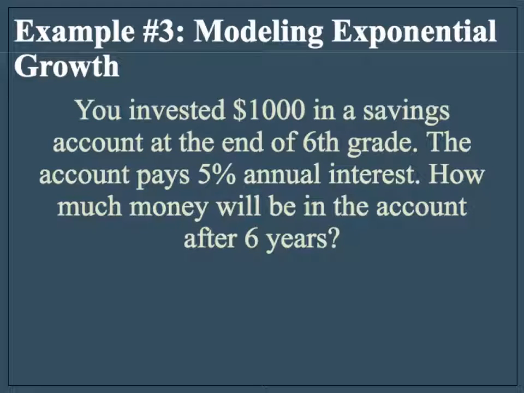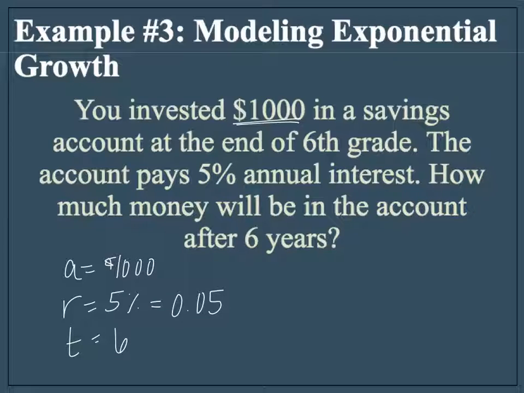All right, so in example 3, now we're going to start modeling. It says you invested $1,000 in a savings account at the end of 6th grade. The account pays 5% annual interest. How much money will be in the account after 6 years? So here we go. Let's identify A first. A is the initial investment, or the initial amount, which we know is going to be $1,000. This is also our y-intercept, right? R is our rate, but it needs to be in decimal form. So though it's 5%, as a decimal it's 0.05. And lastly, t is time, and t is going to be 6 years.